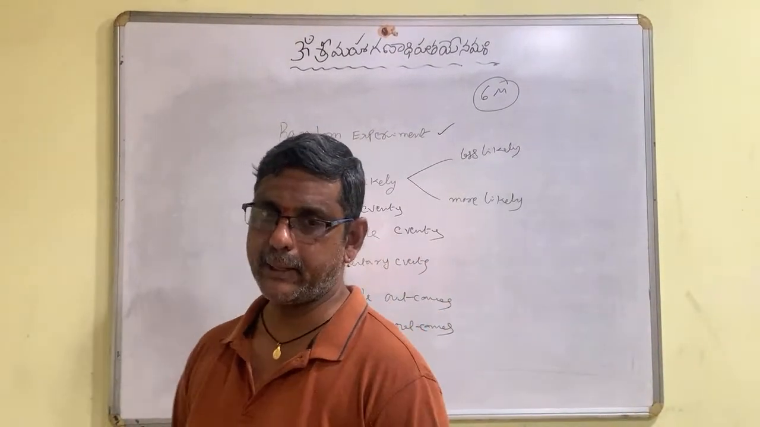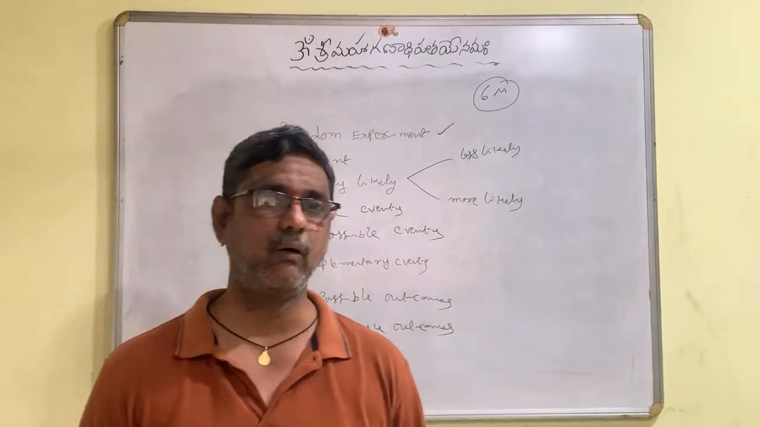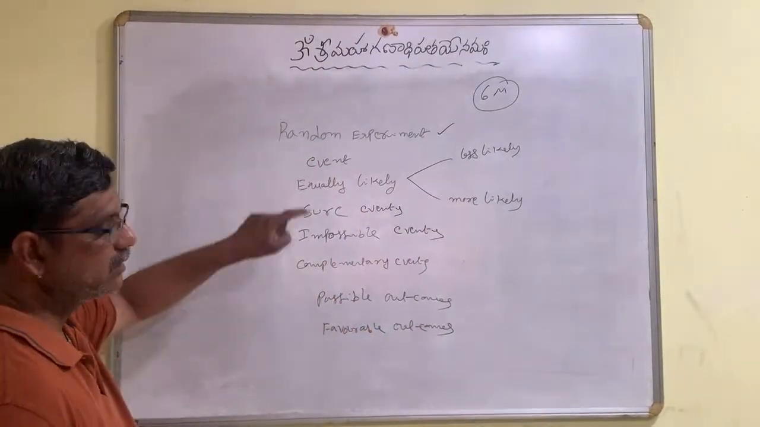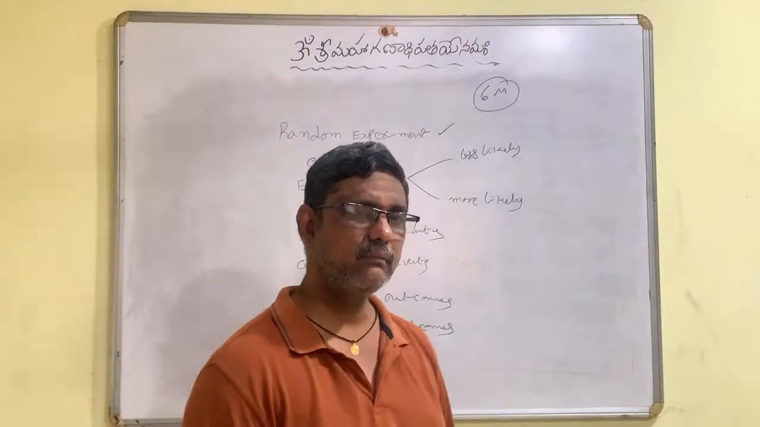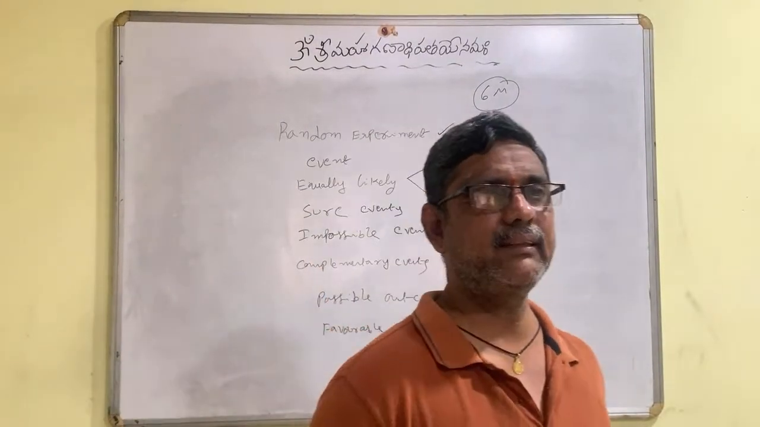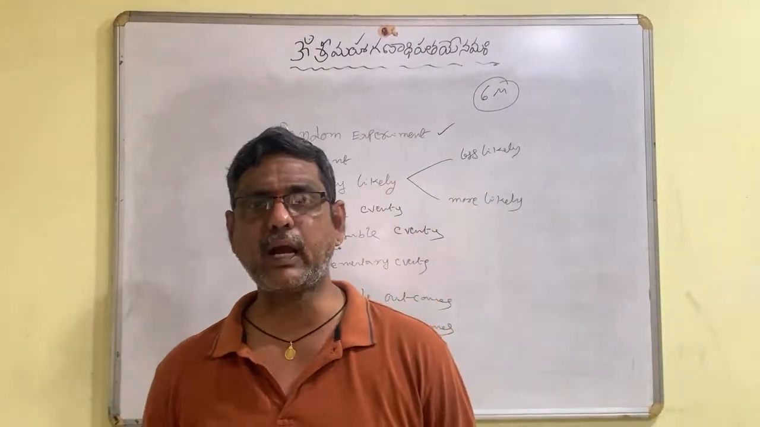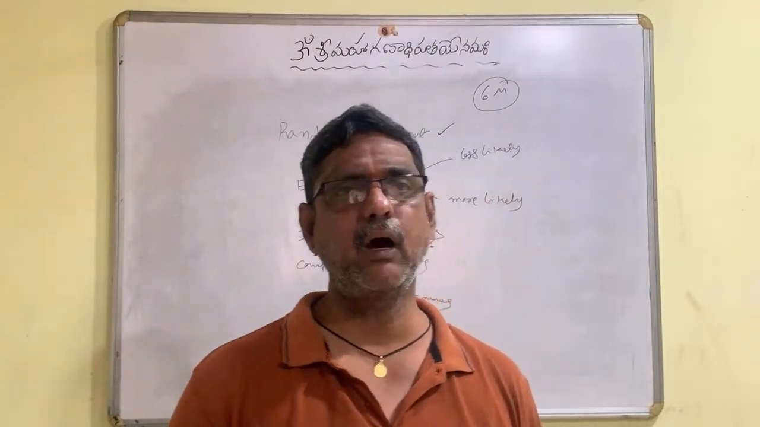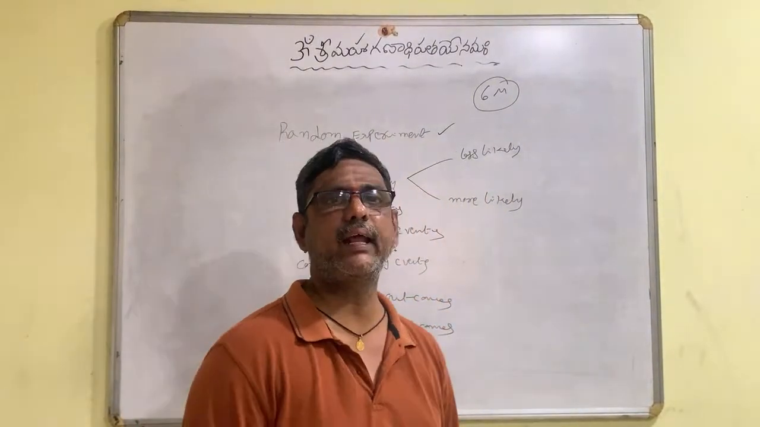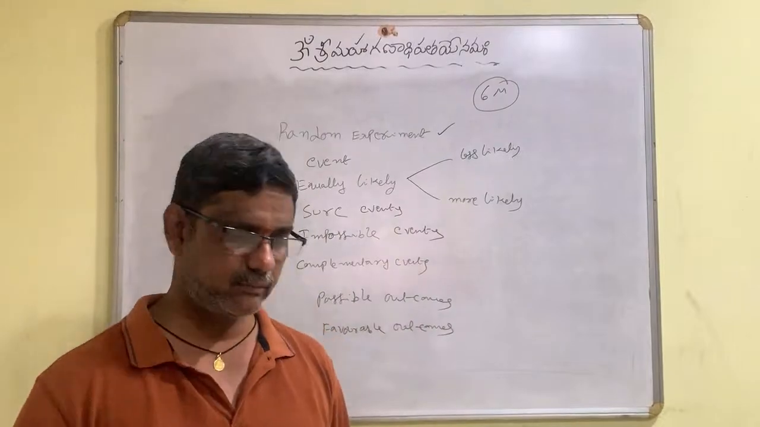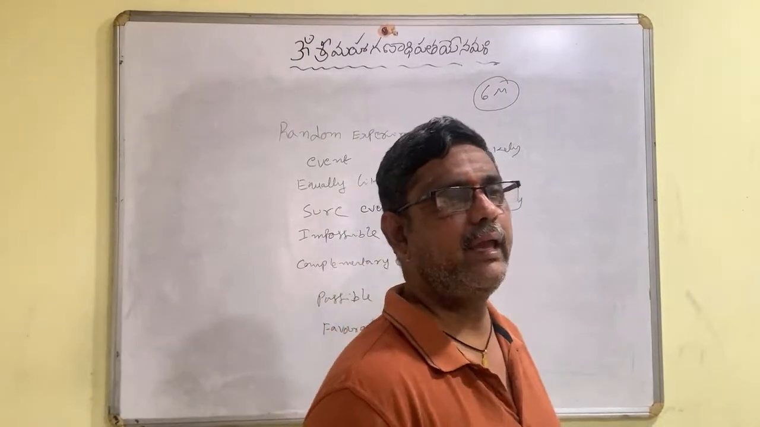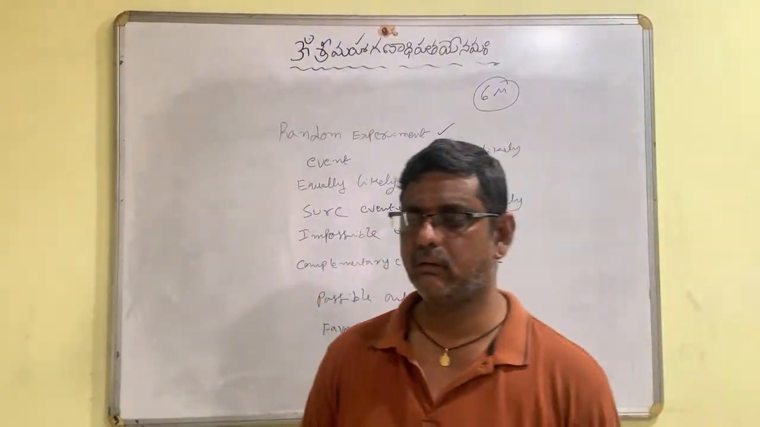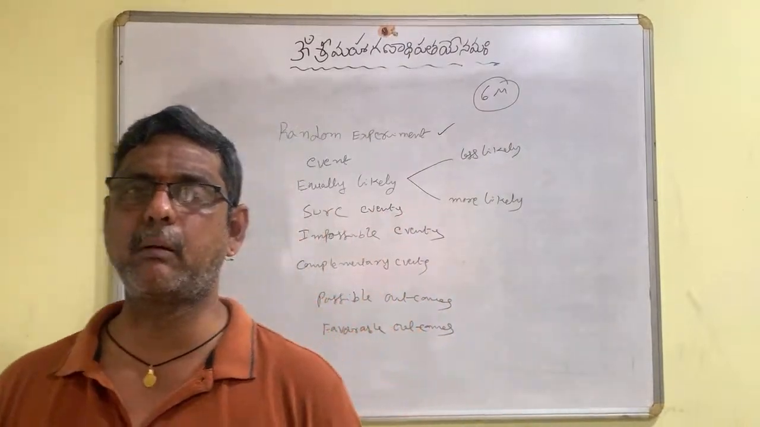Did you understand? Now, the second one, event. Event is nothing but an outcome. Event is an outcome for which we are calculating the probability.